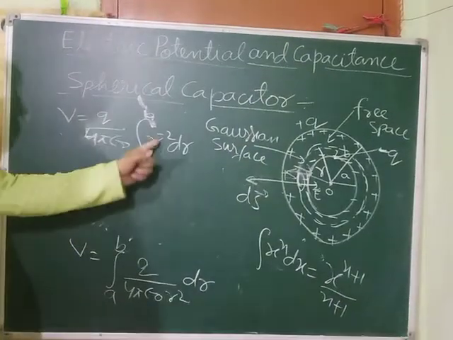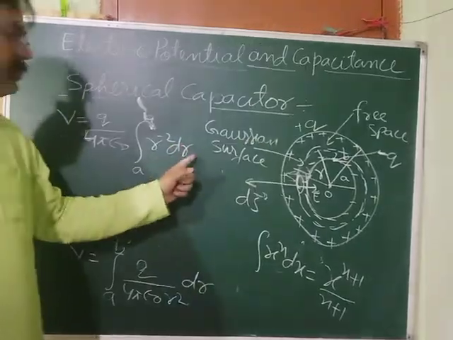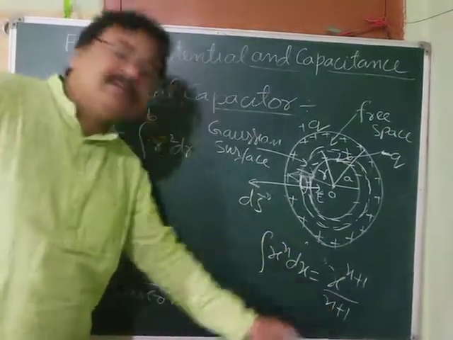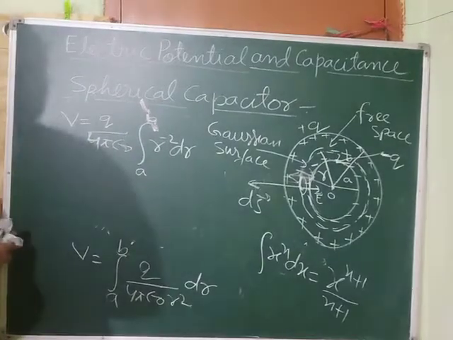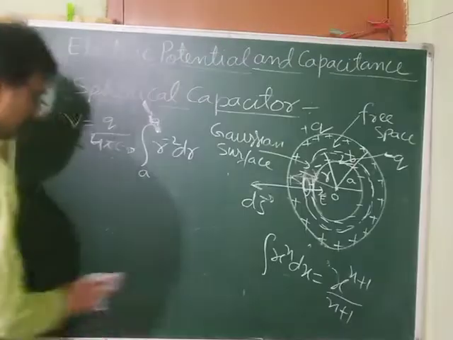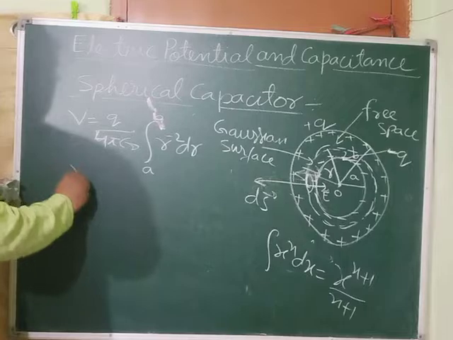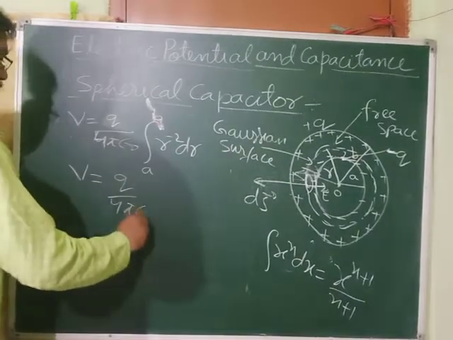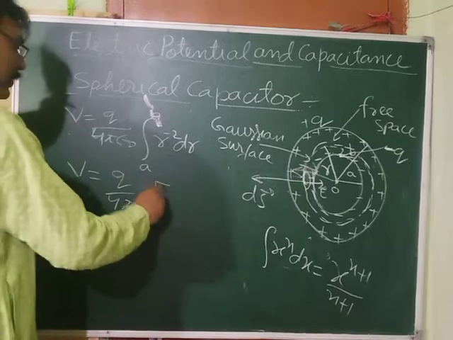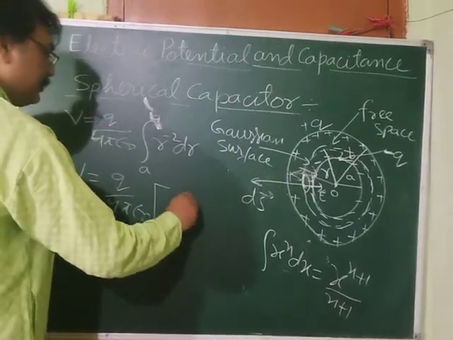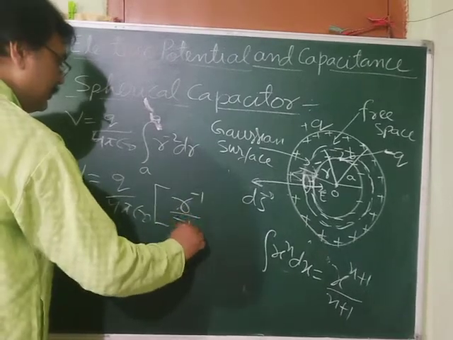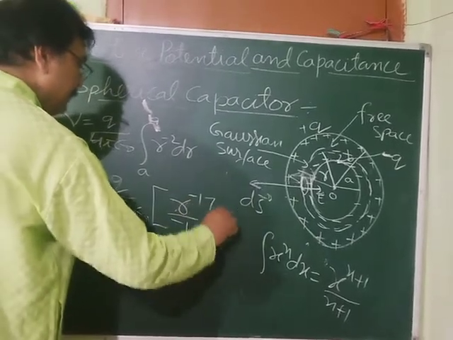What is the value of n over here? Minus 2. So minus 2 plus 1 is how much? Minus 1. So in power also you will get minus 1, as well as in the denominator also you will get minus 1. Okay. So what we are going to get, let's see. V is equals to Q by 4 pi epsilon naught. We'll integrate this, we will get R to the power minus 1 by minus 1. Here A and B is there.